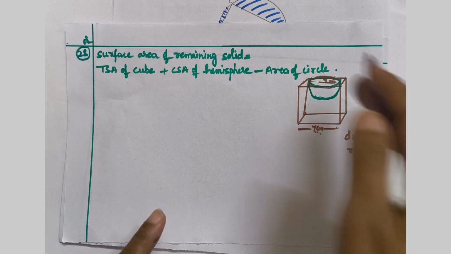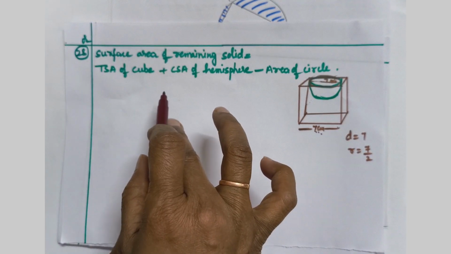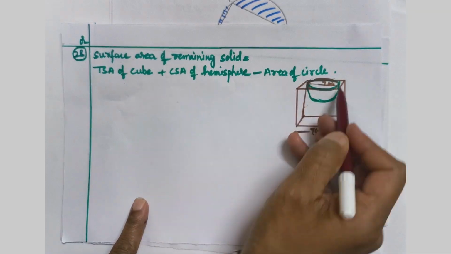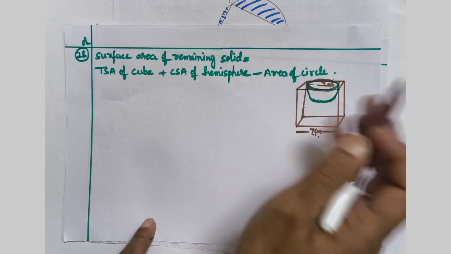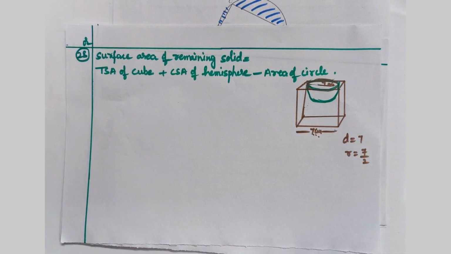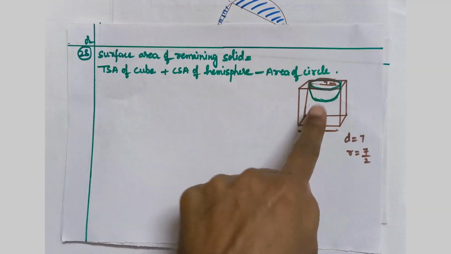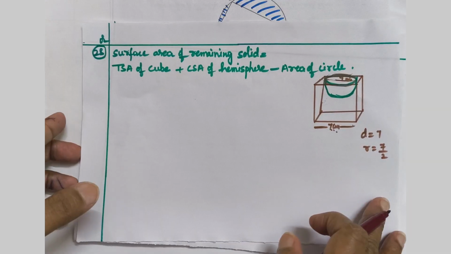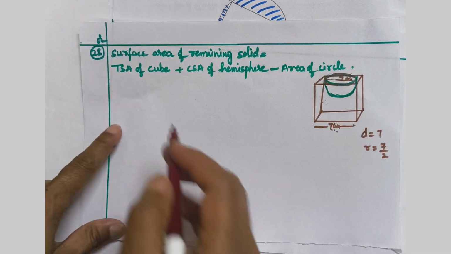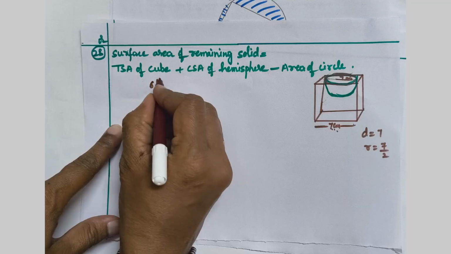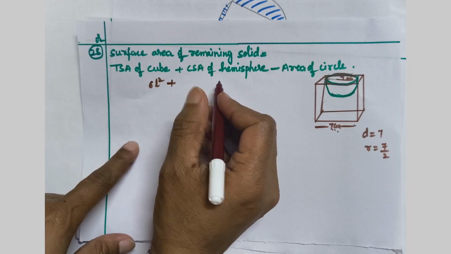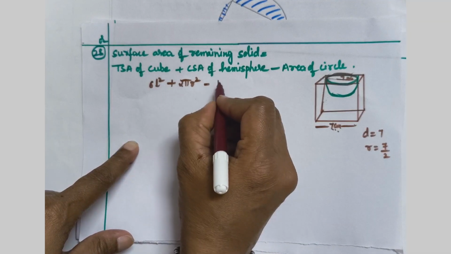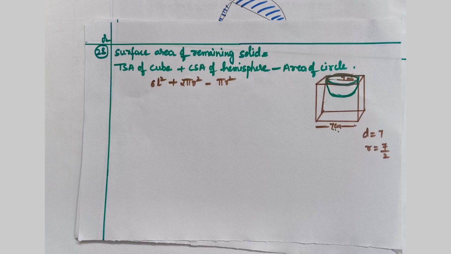So what will we find? First the total surface area of a cube, plus the curved surface area of a hemisphere, minus the area of a circle, because one circle is removed. This overall total surface area means total surface area of a cube plus curved surface area of a hemisphere minus area of circle, and we will get the answer. So first we will write the formulas. Total surface area of a cube is 6 L square, plus curved surface area of a hemisphere is 2 pi r square, minus area of a circle, pi r square.